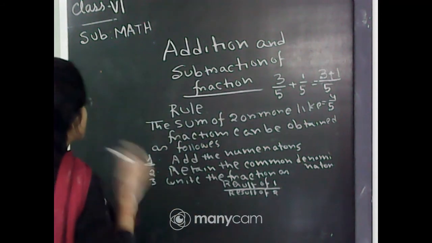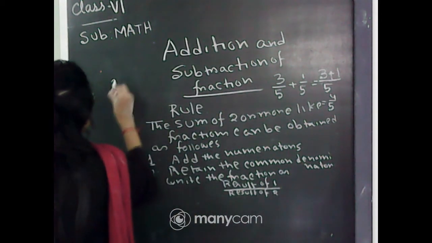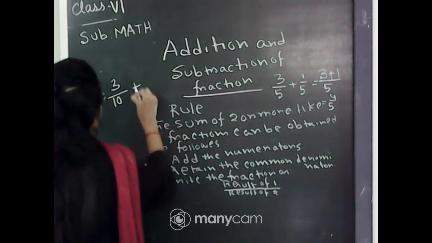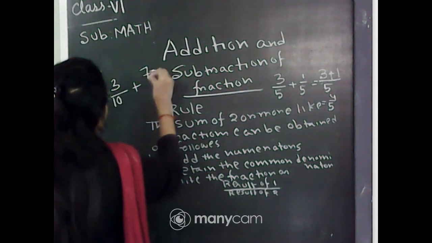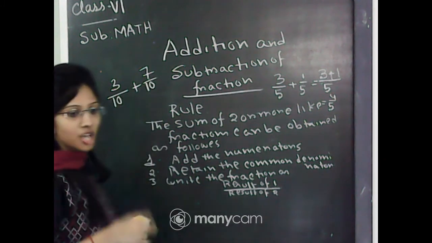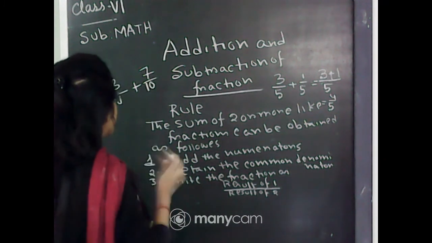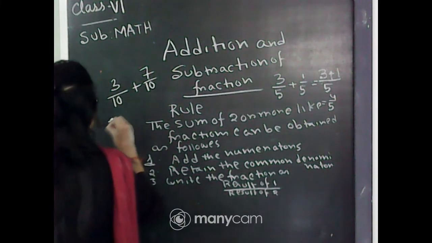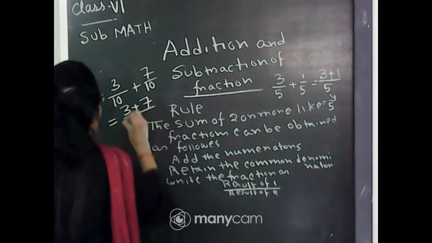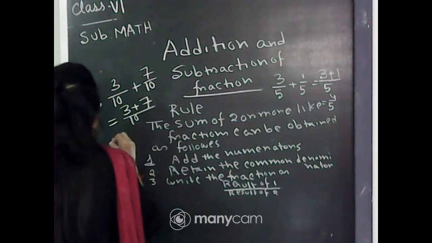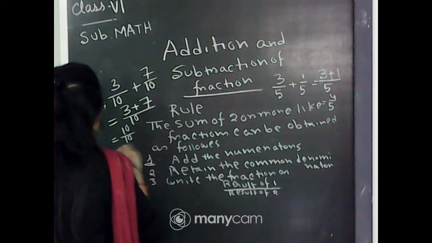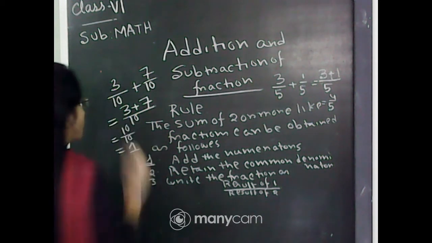Another example is 3 divided by 10 plus 7 divided by 10. Here these are the like fractions because their denominators are same. We just add the numerators and retain the common denominator, and therefore this is equal to 10 divided by 10, that is equal to 1. Okay.